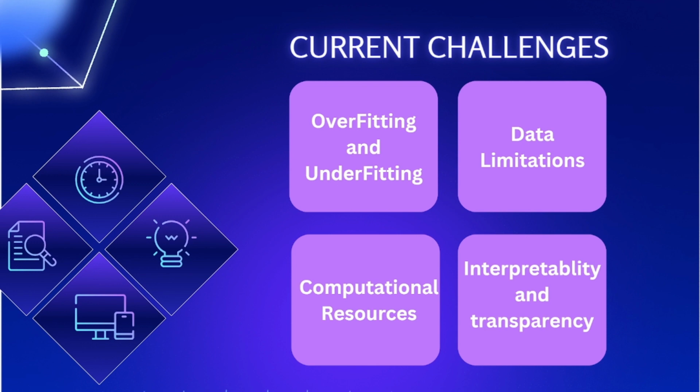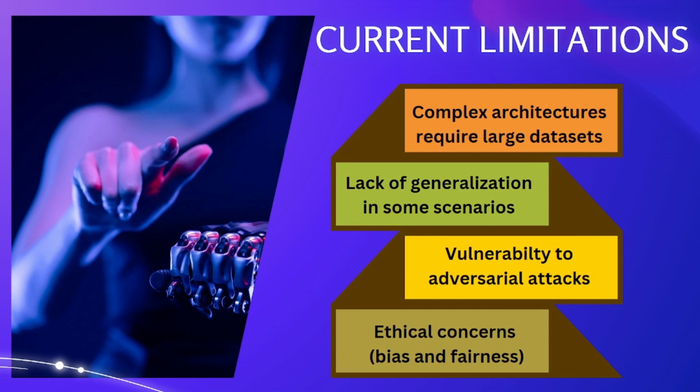When we talk about computational resources, we can say that some data sets require more power, more high tech components. In addition to challenges, ANN also have limitations. For example, complex architectures that require large data sets, lack of generalization in some scenarios, and vulnerability to adversarial attacks.